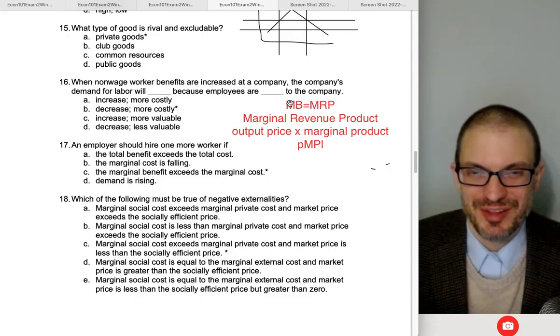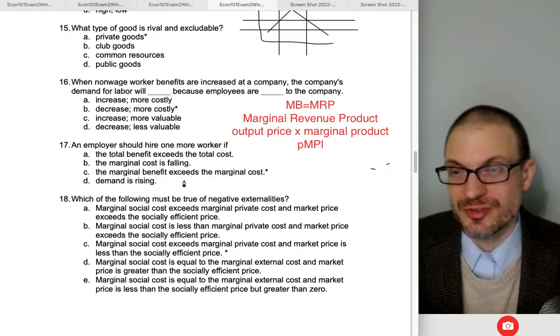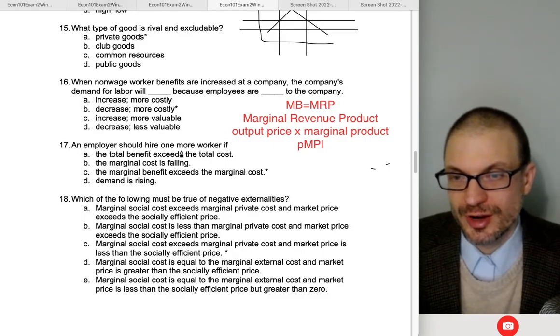So this is a lot of development, but I need this on number 19. So that's why I did that. Employers should hire one more worker if marginal benefit exceeds marginal cost.